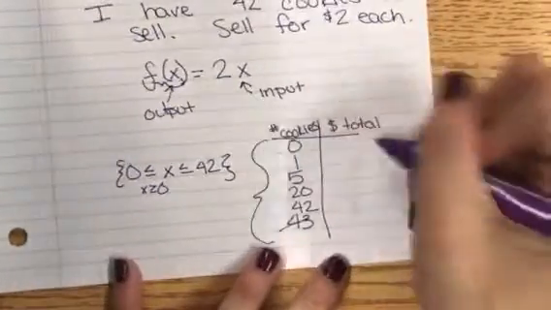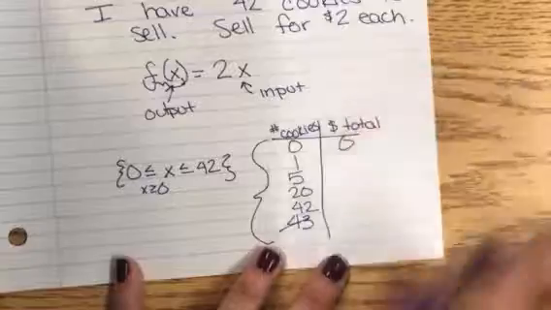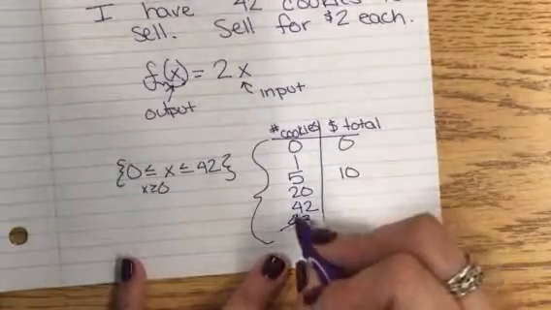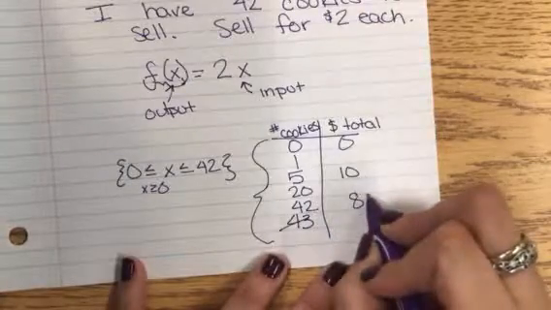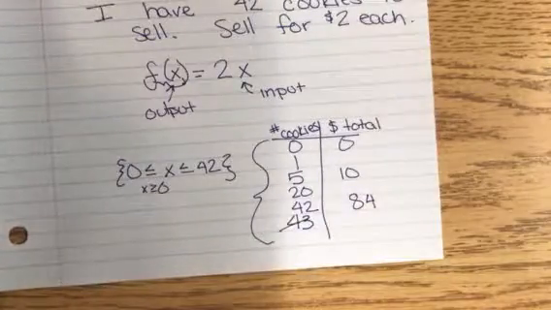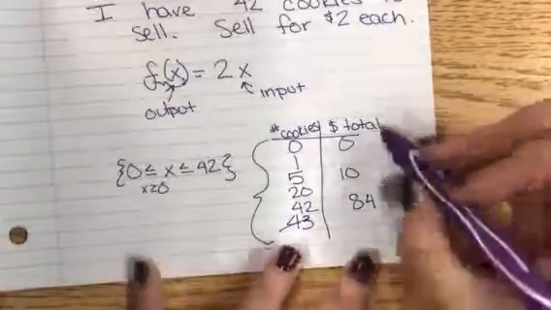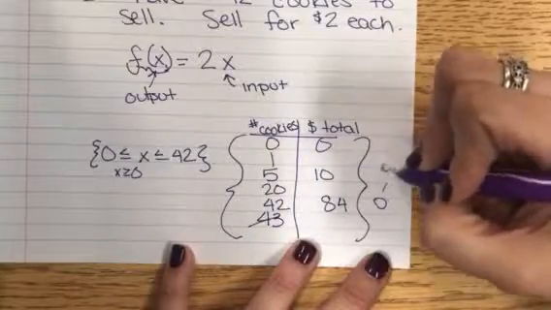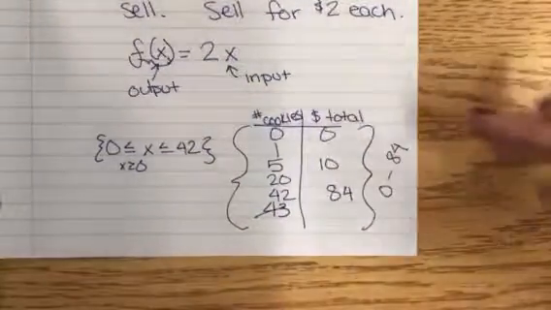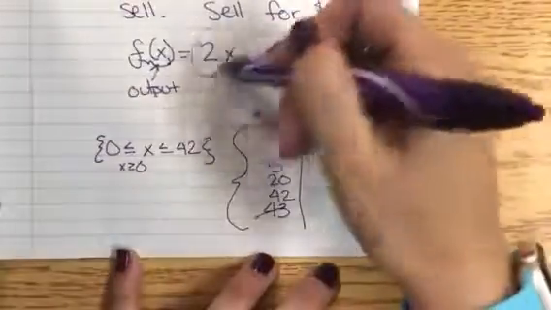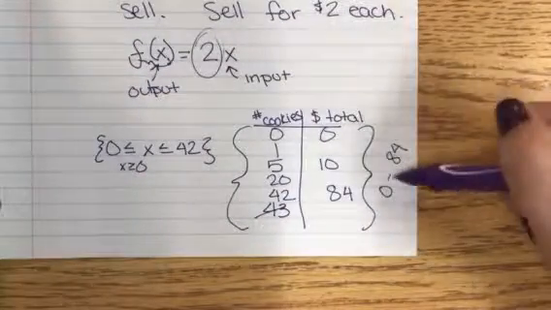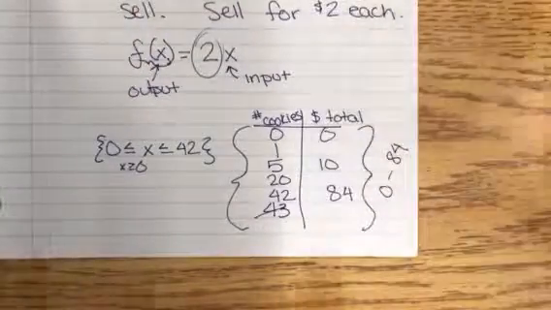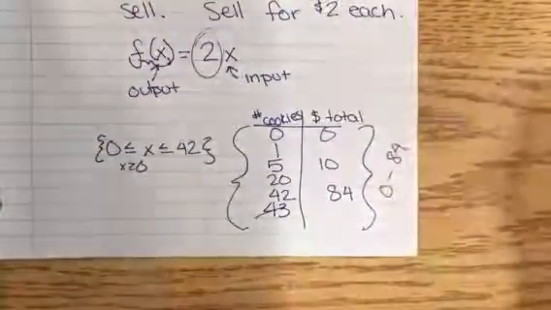Then my output values: if I sell 0 cookies, I make $0. If I sell 5 cookies, I make $10. If I sell 42 cookies, I make $84, but I can't make any more money than that because I don't have any more cookies to sell. So my range is anywhere from 0 to 84, but I can only have multiples of 2, because I'm counting by $2 each. So I could make $0, $2, $4, $6, $8. I'll never be able to make $9. That's not an option. This would represent my range.